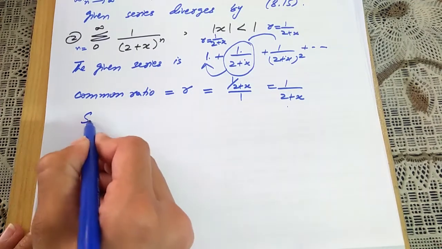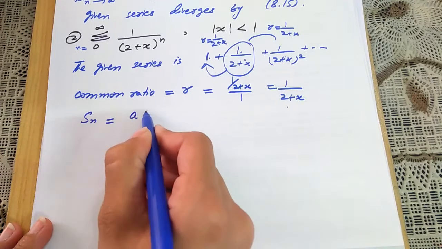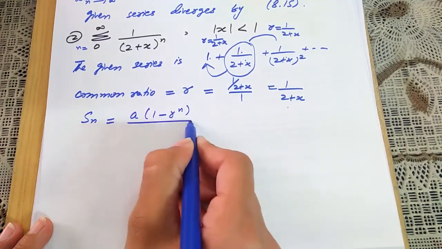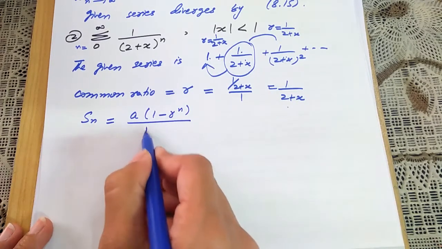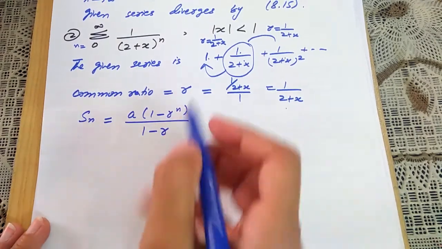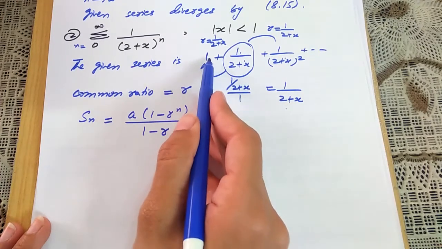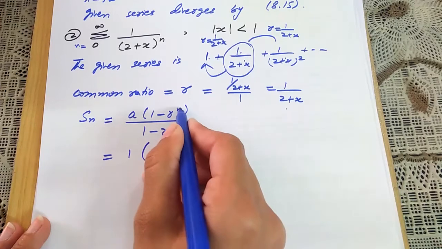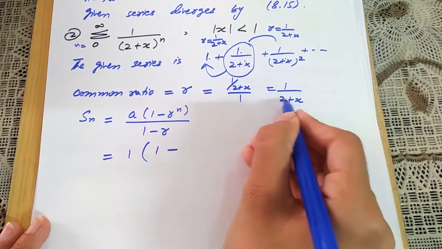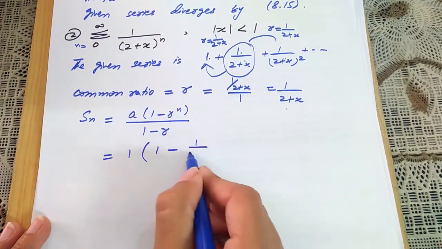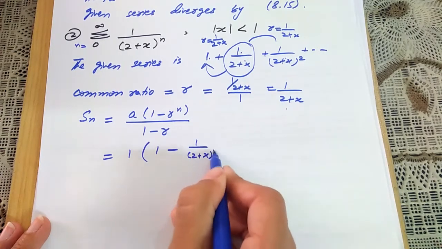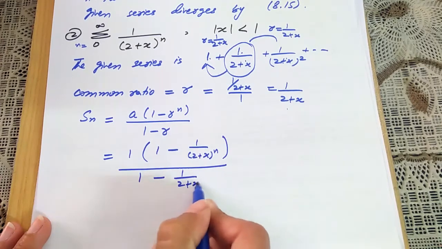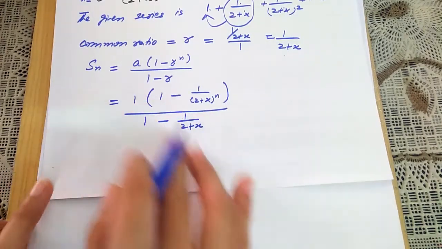So the sum S_n equals a into (1 minus r raised to power n) divided by (1 minus r). Now what is your first term here? a is 1 here. So write 1 here, 1 minus r raised to power n. r is 1 over 2 plus x. So this will be 1 minus (1 over 2 plus x) raised to power n divided by 1 minus 1 over 2 plus x. Now simplify all these terms.